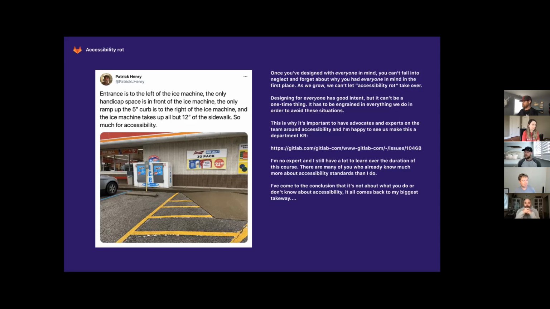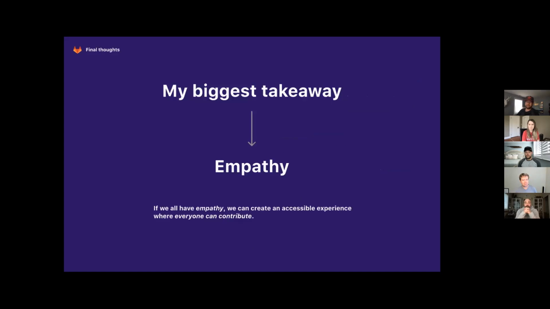And I honestly feel privileged and grateful that the leadership team here is having us go through these things, because I'm certainly no expert. I always knew about accessibility, and I certainly don't know everything. But there's a lot of you who know a lot more than I do. I always come back to my original thought as I'm going through, even just starting the course. I've come to the conclusion that it's not about what you do or don't know. It just comes back to my biggest takeaway, which is empathy.